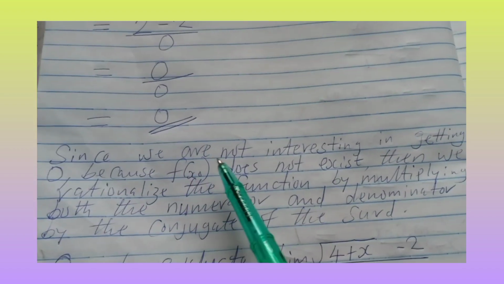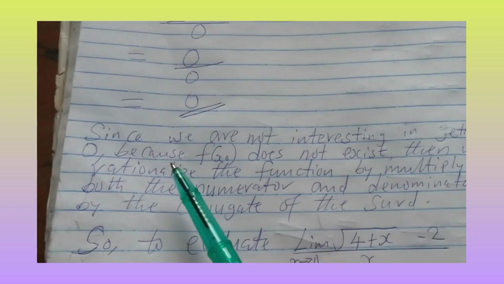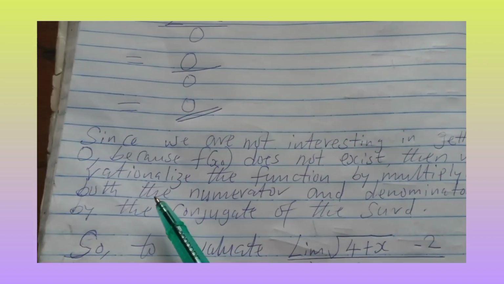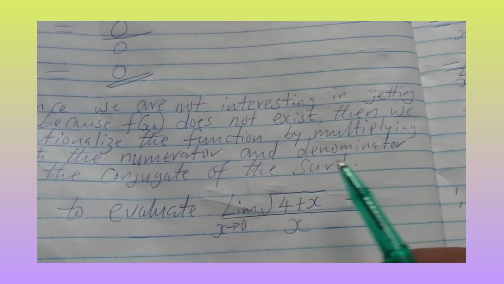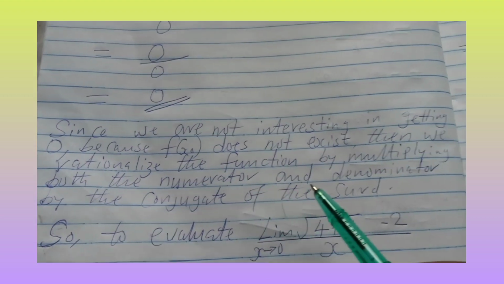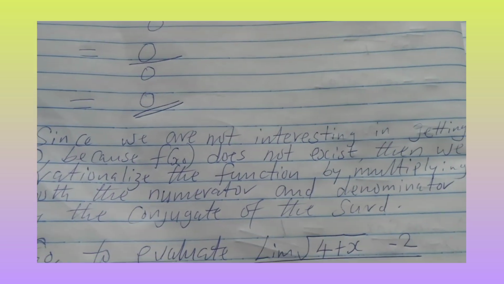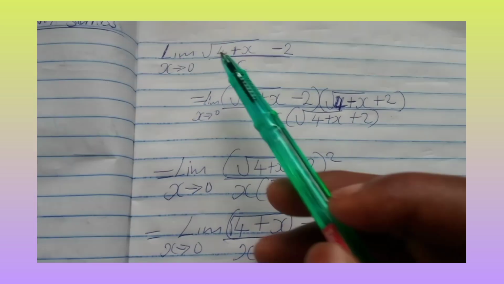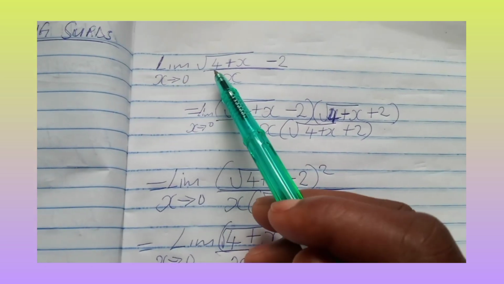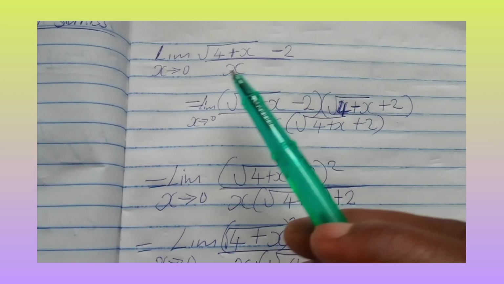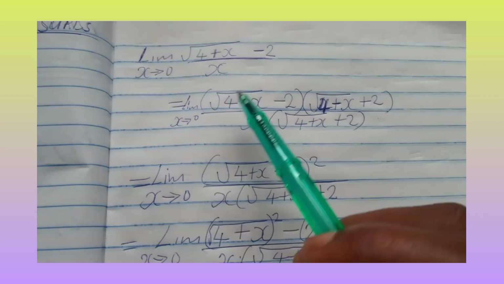So since we are not interested in getting 0 because f of 0 does not exist, we rationalize the function by multiplying both the numerator and the denominator by the conjugate of the surd. What does it mean by the conjugate of the surd? Let's look at how to evaluate it. I will explain it. The limit they give us is the limit of square root of 4 plus x minus 2 all over x as x tends to 0, we multiply by the conjugate.